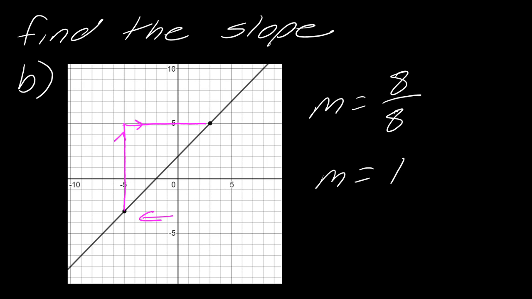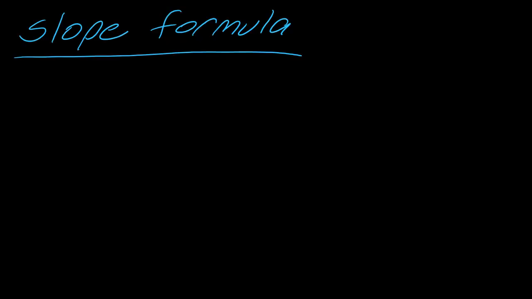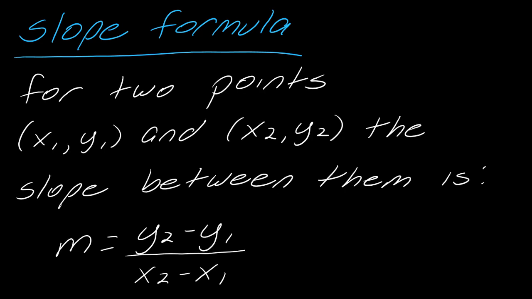So that's one way that you can determine slope, by counting out a picture like that. But another way that you can find slope, if you're just given 2 points and you don't have the graph in front of you, is to use the slope formula. So here it is. For 2 points, we'll label these x1, y1, and x2, y2. The slope between them is given by this formula: y2 minus y1 over x2 minus x1. Now it doesn't actually matter, by the way, which points you call your x1, y1 and your x2, y2. I'll show you what I mean by that in a second.